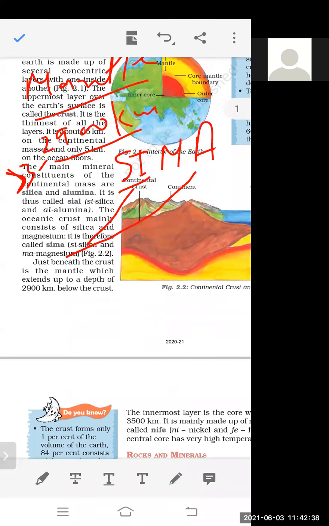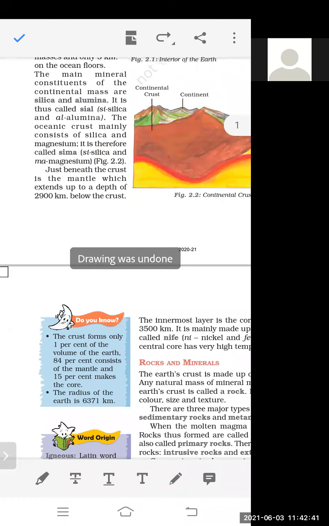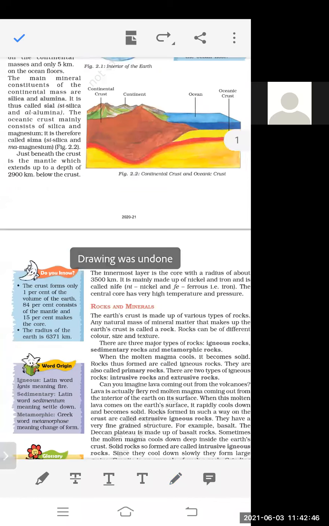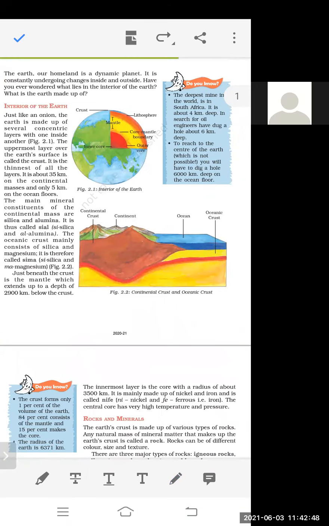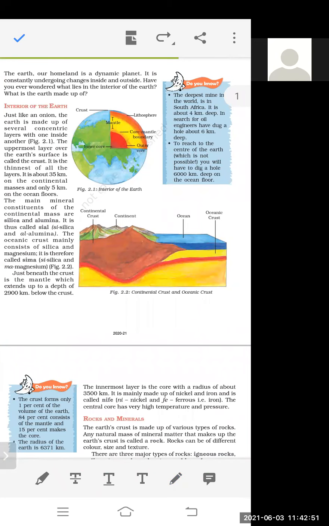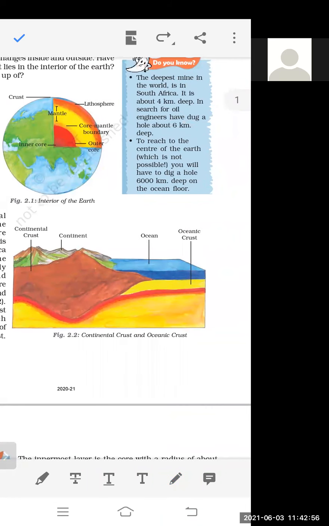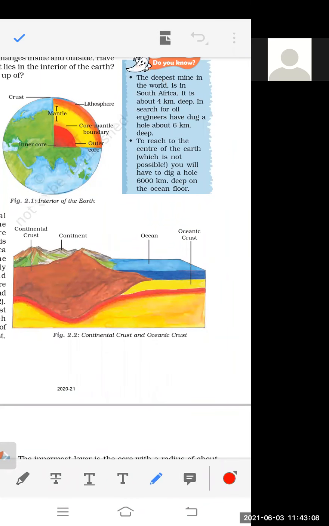Now the upper portion of the mantle consists of magma. You must remember that the upper portion of the mantle consists of magma, through which the volcanic eruptions take place. And we came to know about these layers by digging of the earth's crust. And the deepest mine in the world is found in South America, and the mine name is Robinson Mine. It is for your knowledge.